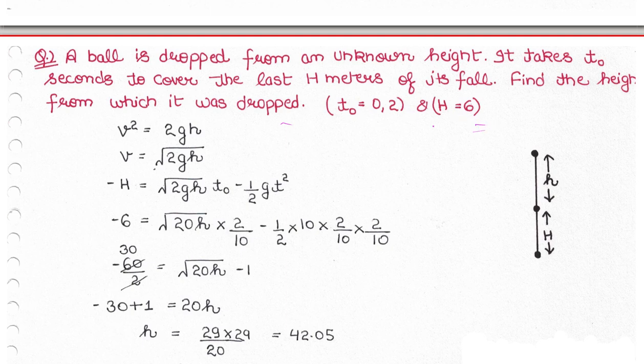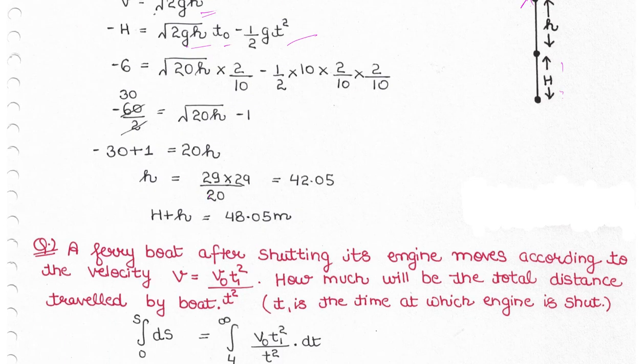Okay, so we can see this figure where this is small h and this is capital H. So v squared is equal to 2gh, or v is equal to the square root of 2gh, or minus h is equal to the square root of 2gh t0 minus half g t squared. If we put this value, we find H is equal to this, and H plus small h is equal to 48.05 meters. Okay.